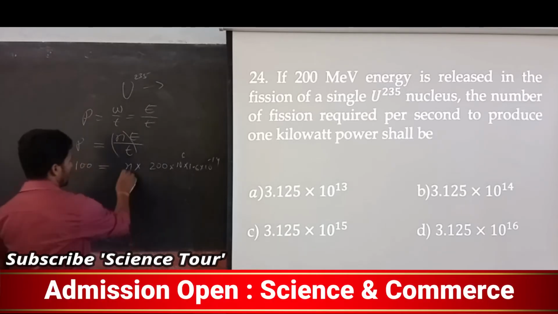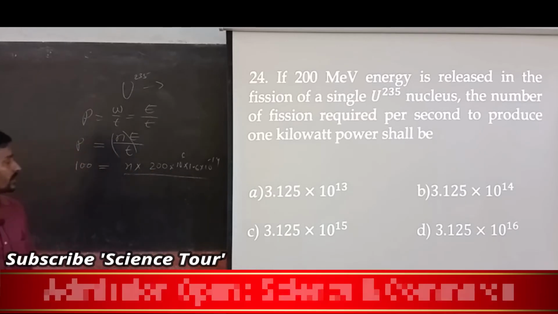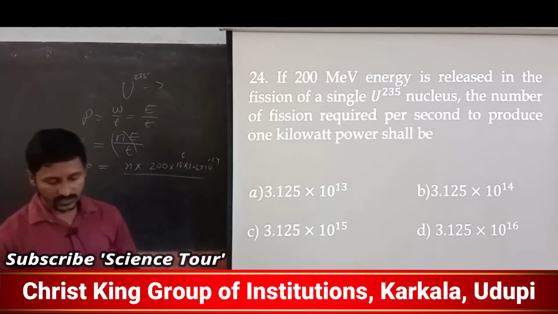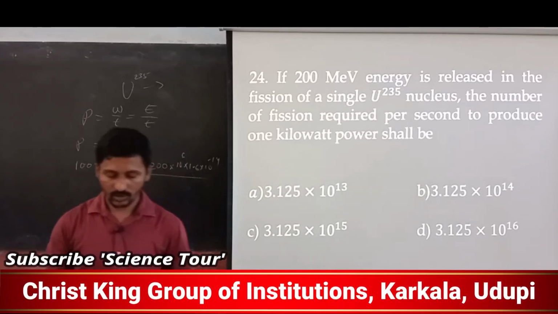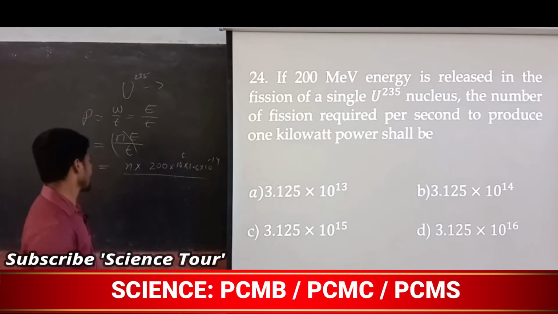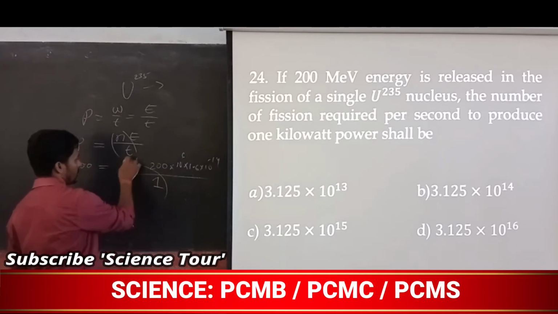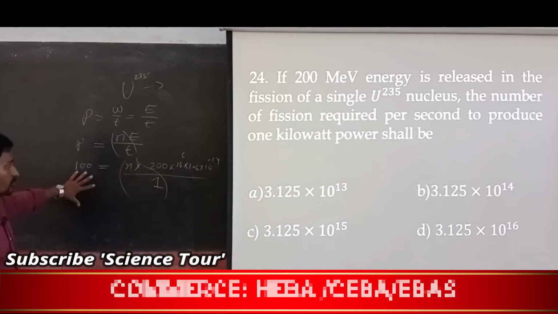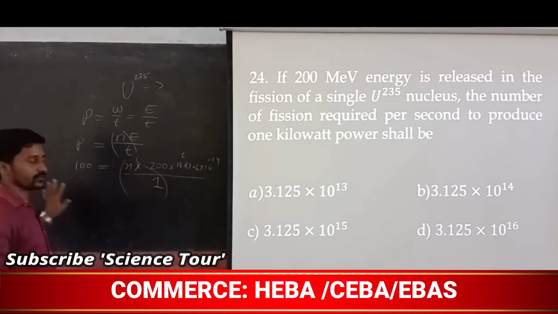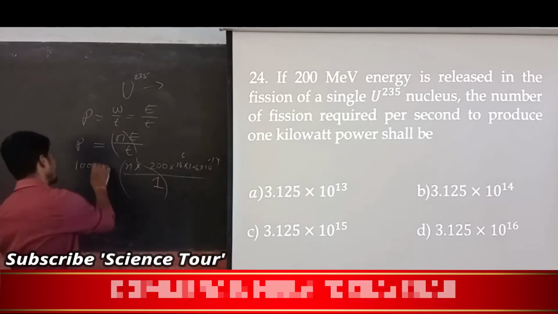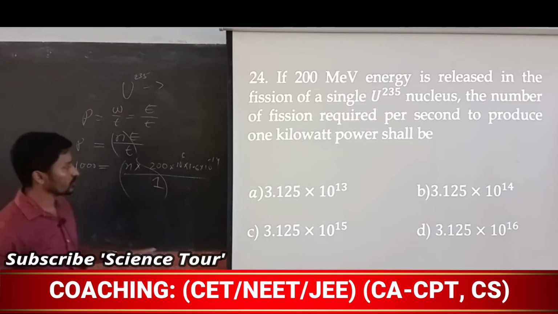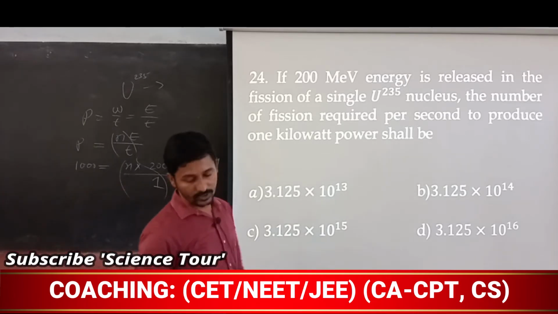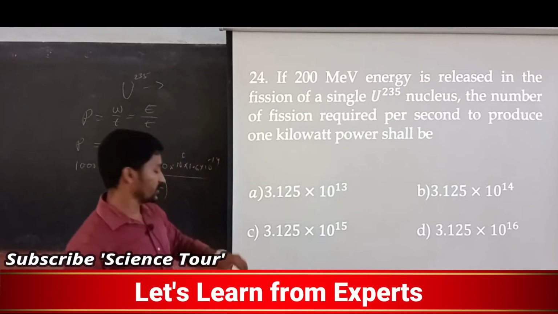Then N into E for 1 second, so here you have to divide: 1000 divided by this. It is that simple. So you are going to get 3.125 into 10 to the power 13.